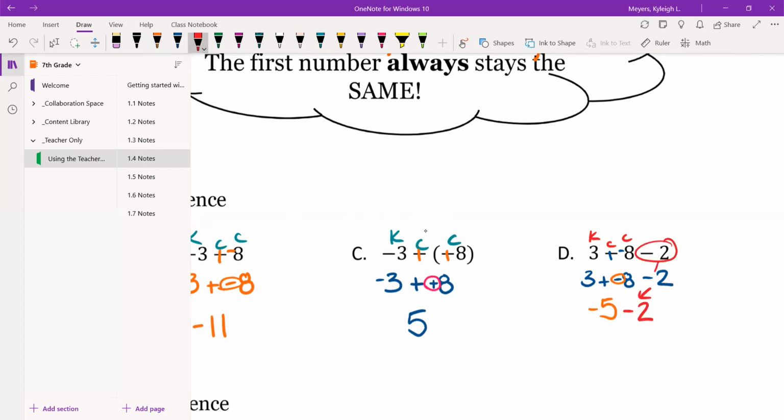Okay, from here, we just bring it down. And then we do keep, change again. So we keep the -5, change the minus to a plus, change the +2 to a -2. Now we have same signs, add and keep. So 5 plus 2 is 7. They're both negative, so it's a -7. Kind of like we did with addition, it just funnels down. It looks like an ice cream cone, right? To smaller numbers, and we just bring the last numbers down and down.